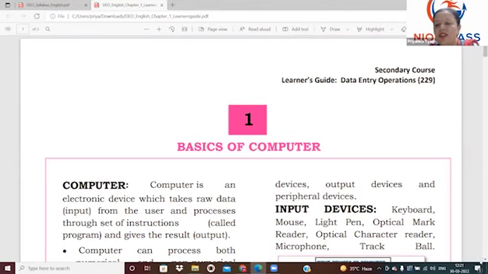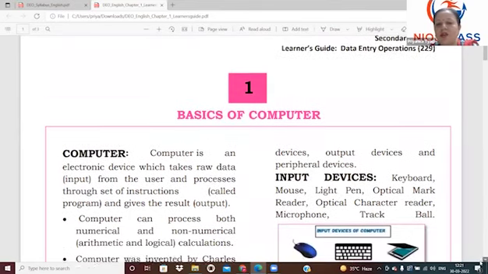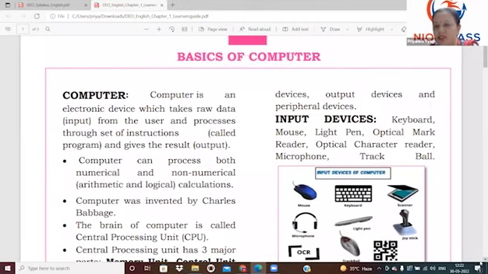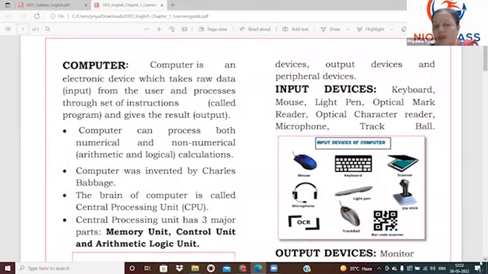So as you can see on the screen, this is your basics of computer worksheet, which contains all the important points from the chapter. Now, first of all, what is computer? As you know, in our day-to-day life, this is a very important device which we are going to use in every part of life.